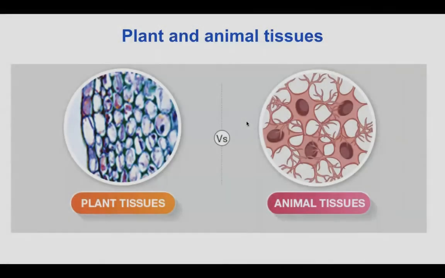Hello, dear students. Today we will cover the chapter Plant and Animal Tissues. Tissues are actually nothing but a group of cells having similar structure and function. But they are different in plants and animals because plant and animal cells are different. So let's study about these in detail.